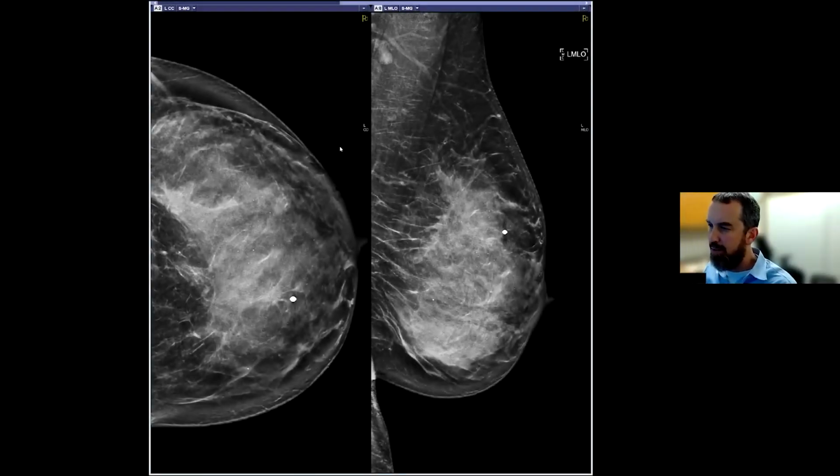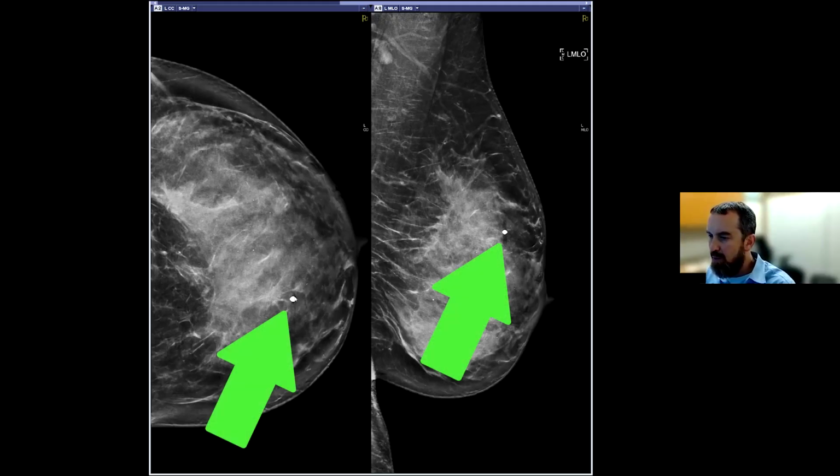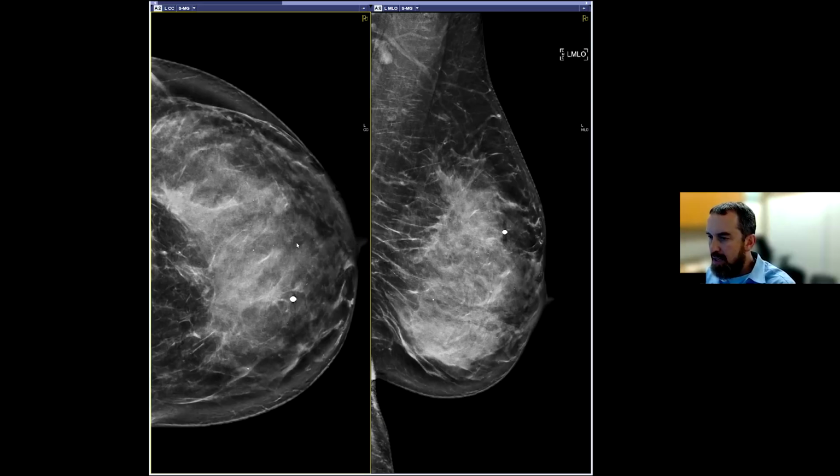This is a 59-year-old female presenting with a left breast palpable abnormality, showing you full field CC and MLO views of the left breast. We see our palpable BB marker in the upper inner breast, probably approximately 11 o'clock. On these views, we can see some scattered round calcifications, which look typically benign.